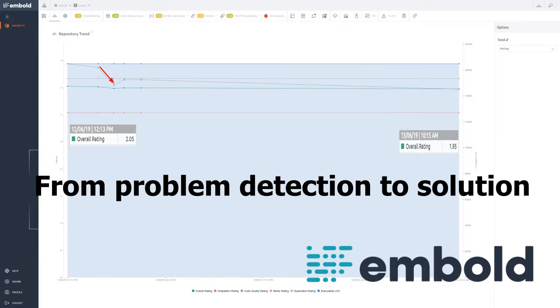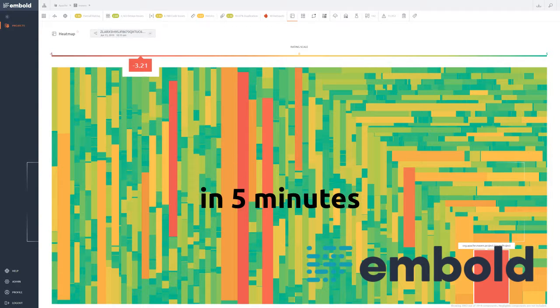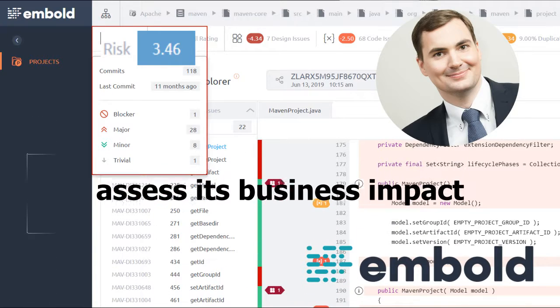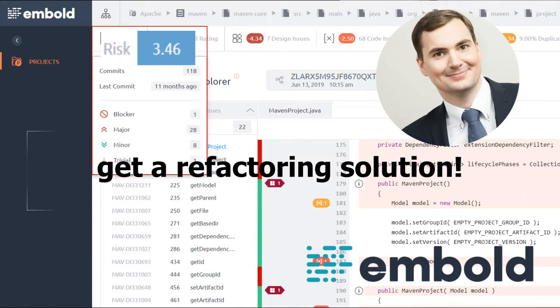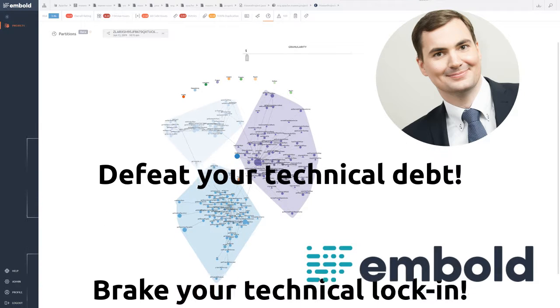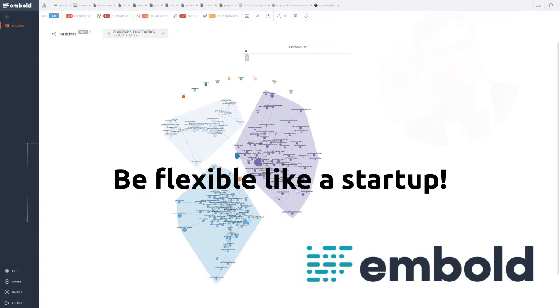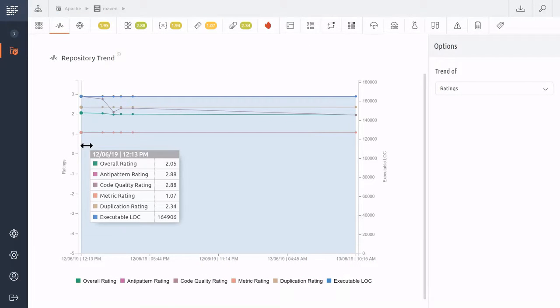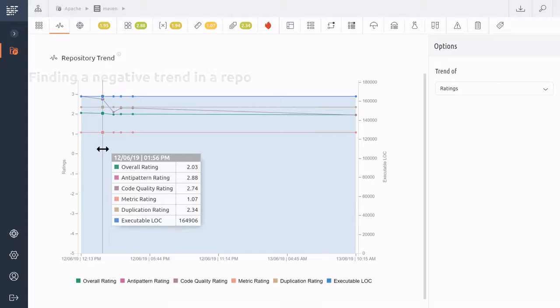Today I'm going to show you how to detect a deteriorating quality trend in a repository, how to find the low-hanging fruit to turn this trend into a positive one, how to assess if it is critical to your business, and to get a refactoring solution in just 5 minutes. This gives us back the flexibility of a startup by breaking free from the technical debt that slows us down.